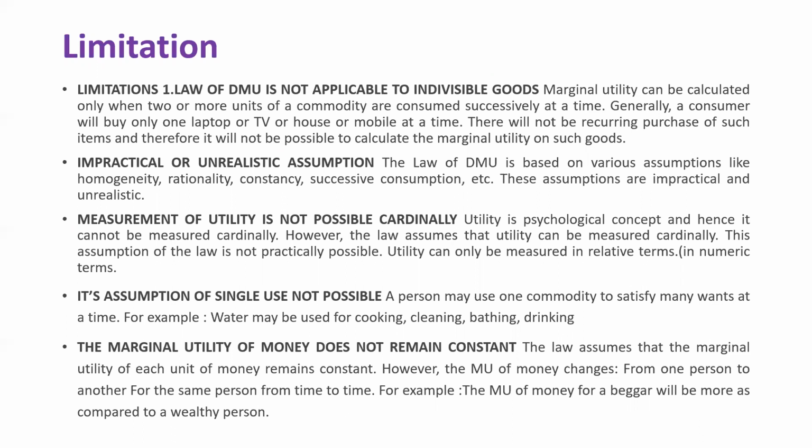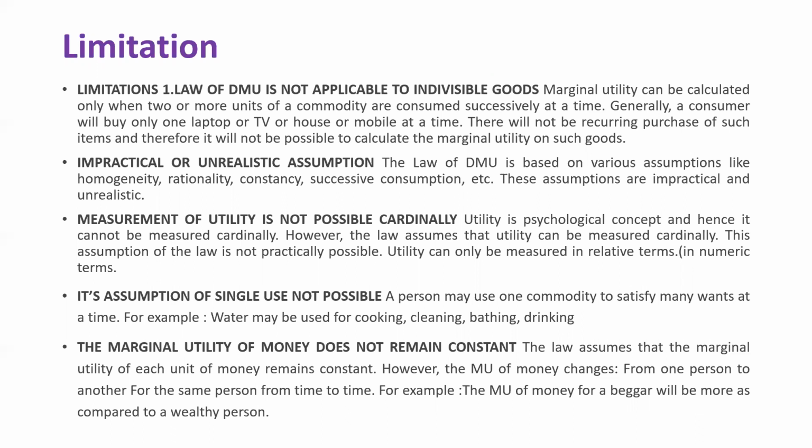When we talk about the limitations, the law of diminishing marginal utility is not applicable to indivisible goods. Some goods are indivisible, especially services. Indivisibility is the reason why this law is not applicable, because a consumer will buy only one laptop or TV or house or mobile at a time. There will not be a recurring purchase of such items. Therefore, it is not possible to calculate the marginal utility of such goods.